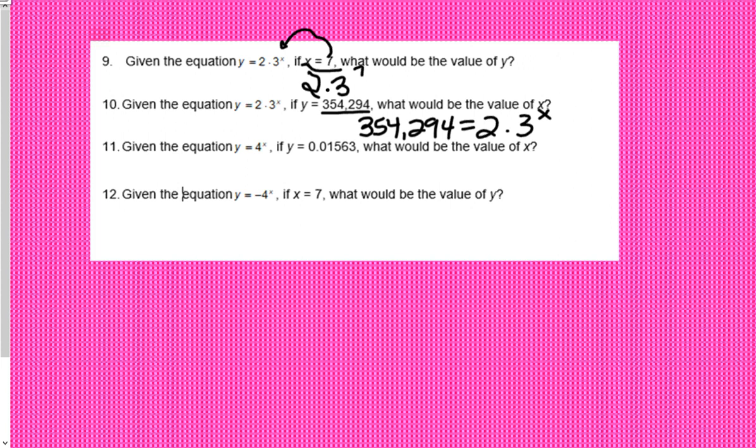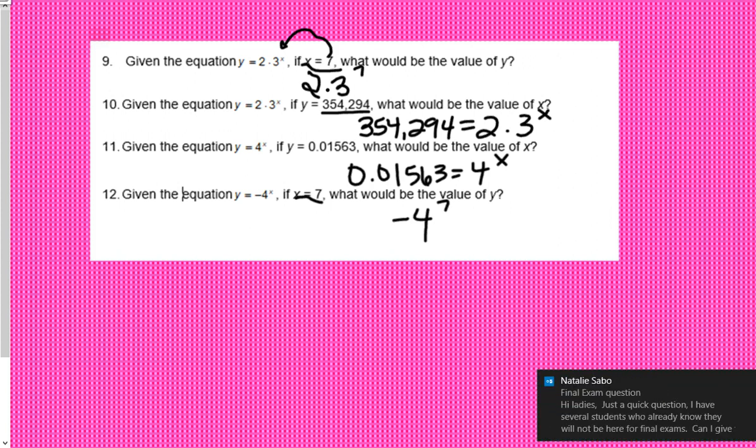Okay. So number 11, again, they've given you y. You're looking for x, you're going to have to use your graph. The last one, though, they give you x, so it's just negative 4 to the 7th power. You just type that in. Okay, I'm going to go ahead and pause it. I'm going to let you play around a little bit with your calculators and try to figure it out, and then we will go over it together.